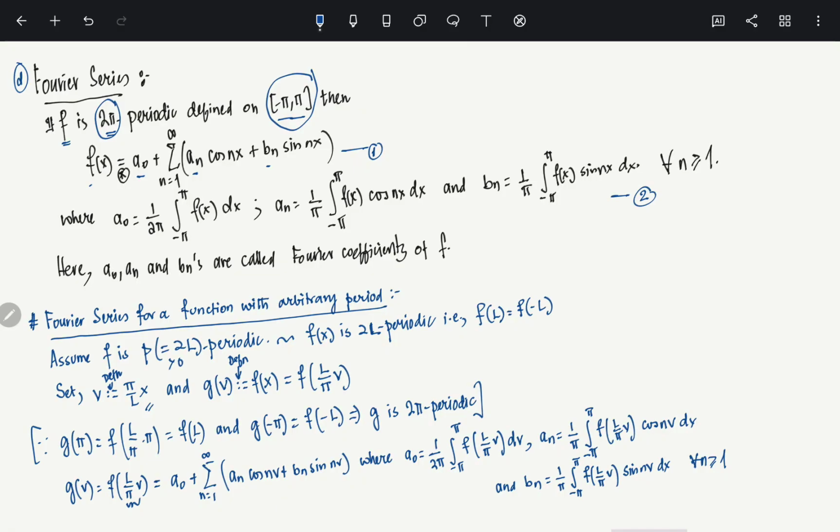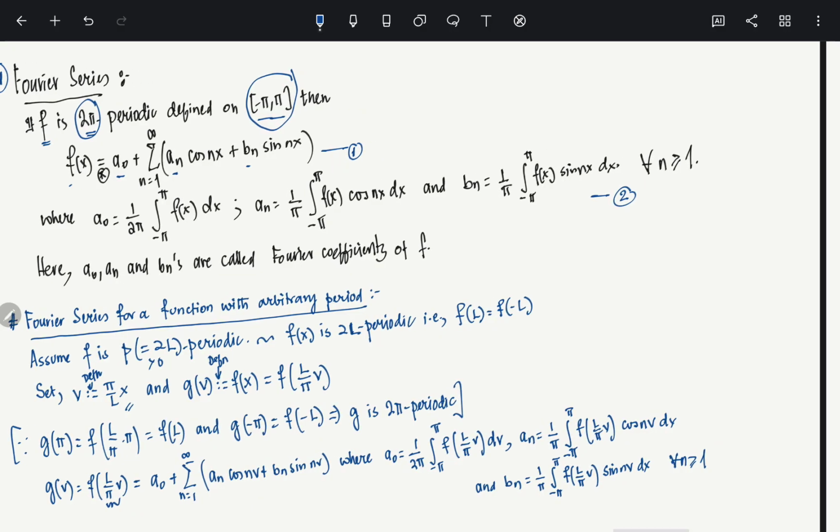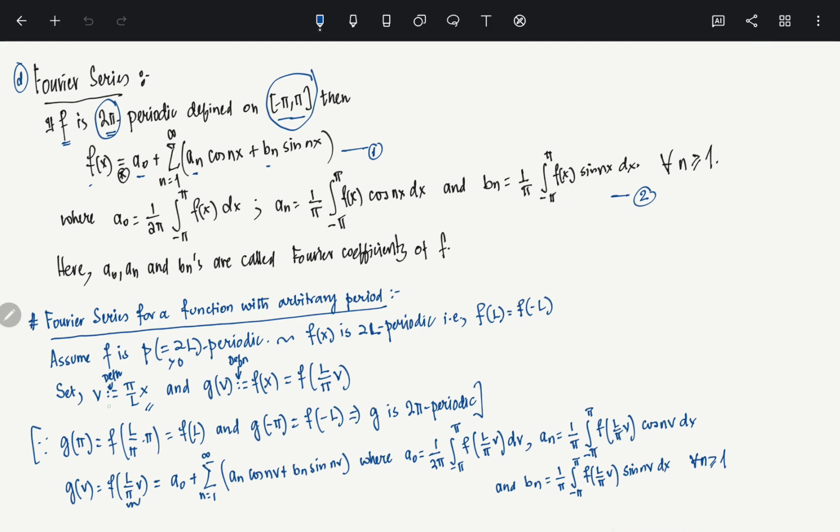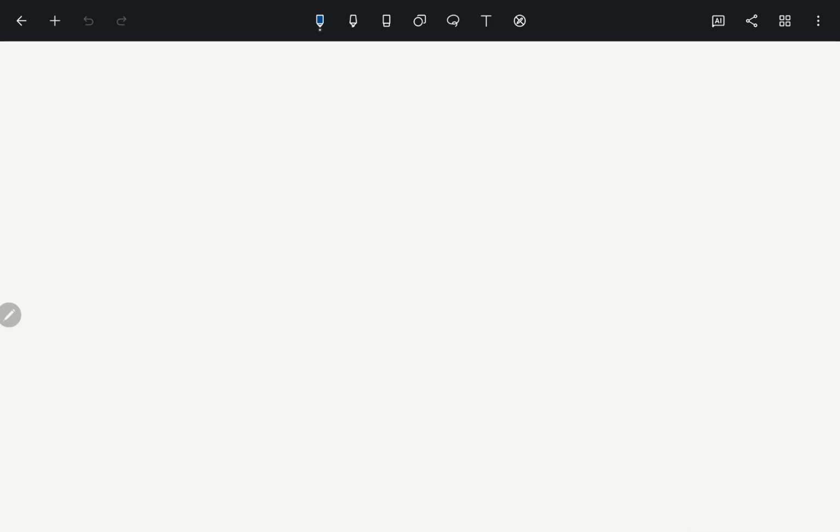Now we wanted to simplify this a bit. So what we do is this. Since v is pi by L times x, dv is pi by L dx. See, dv is pi by L dx. So we will replace this as a substitution and substitute it in our expression. If you do that, you can write it like this.